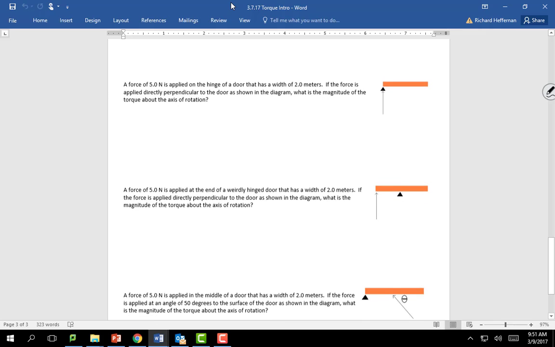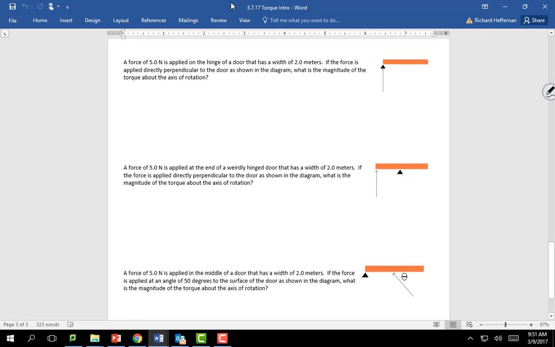A force of 5 newtons is applied on the hinge of a door that has a width of 2 meters. Force is applied directly perpendicular. What is the magnitude of the torque about the axis of rotation? Step 1, find your axis of rotation. What distance is the force being applied from the axis of rotation? 0. So how much torque do we have? Torque equals 0 newtons times meters because the force is applied at the axis of rotation.